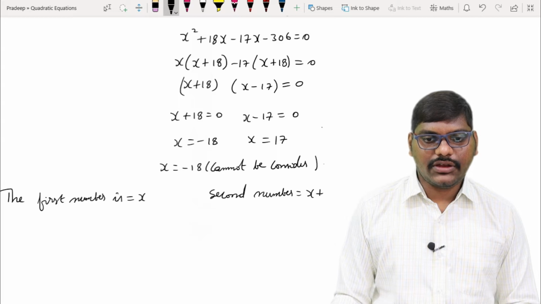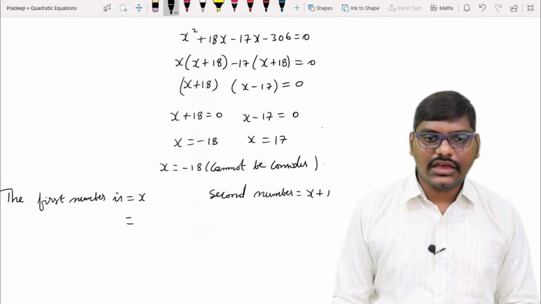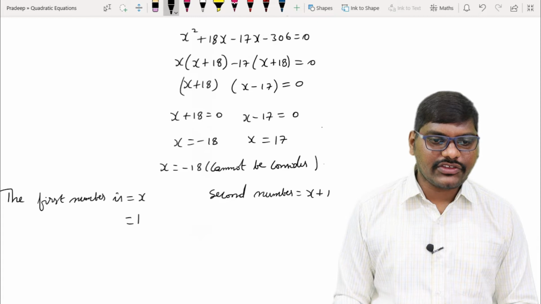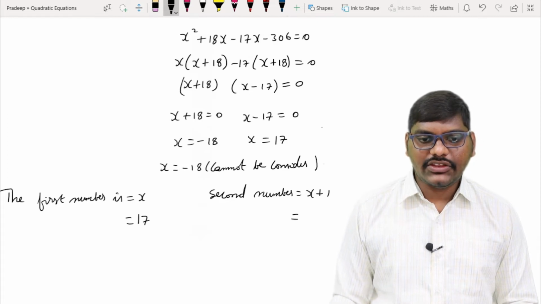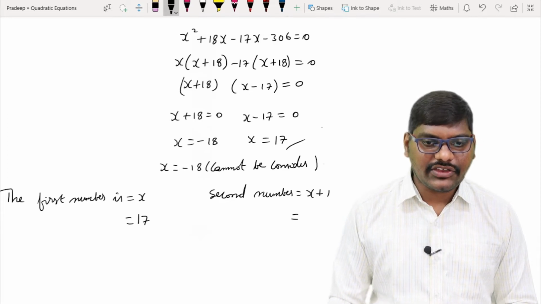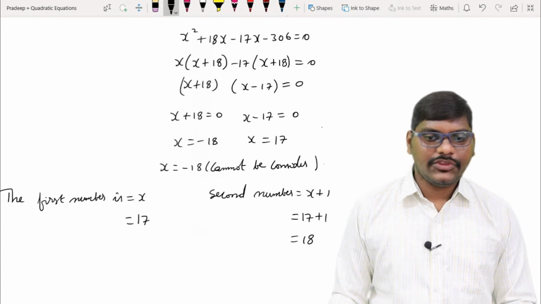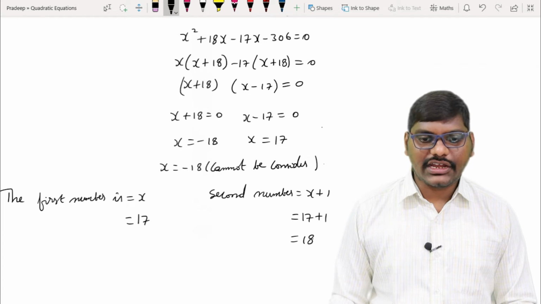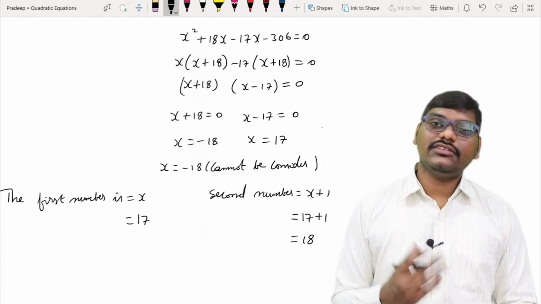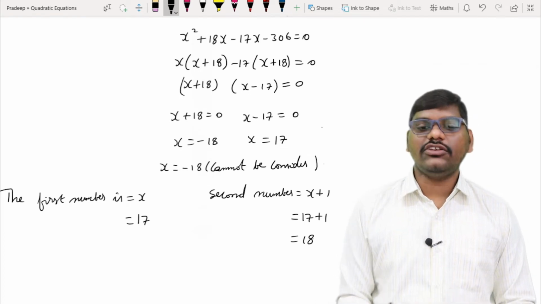That is x plus 1. So the first number, in the place of x, you can simply write 17, and in the second number's case, in the place of x I write 17 and plus 1 is there, so the number is 18. So one number we got as 17 and the second number as 18. These are the numbers which they asked us to find out.